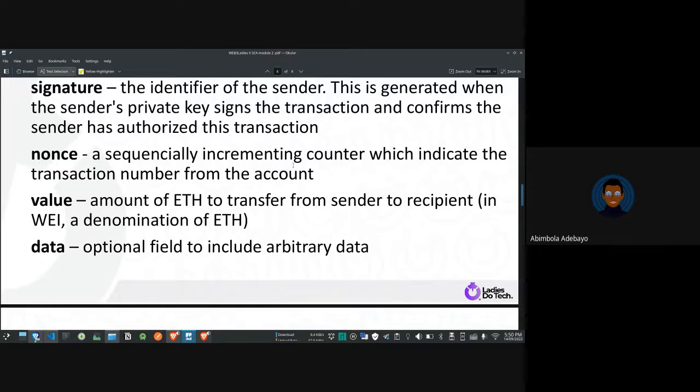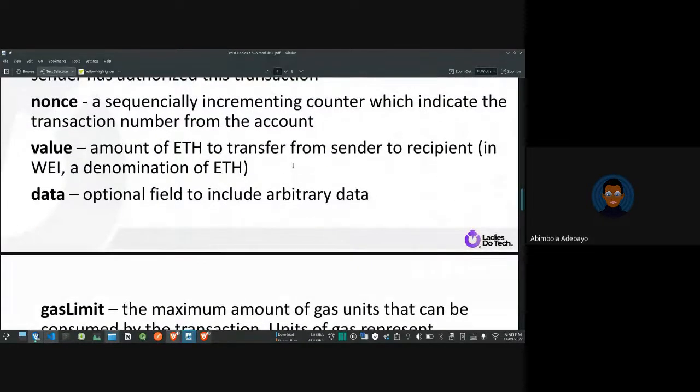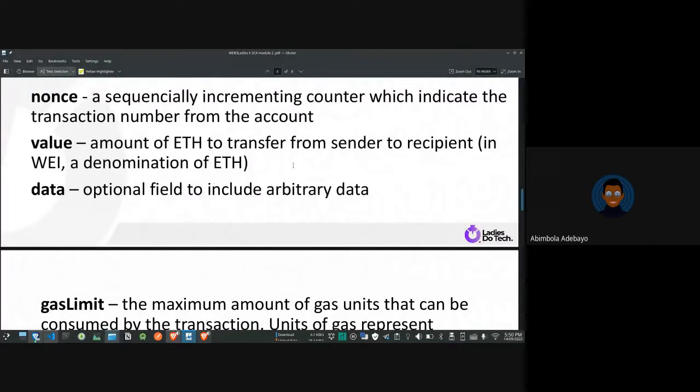The other alternative that's there is data. The data field is the optional field for arbitrary data. As you are sending a transaction, you can append additional data to the transaction you are trying to add to the blockchain for it to get executed. So this is the field where it's going to be added.